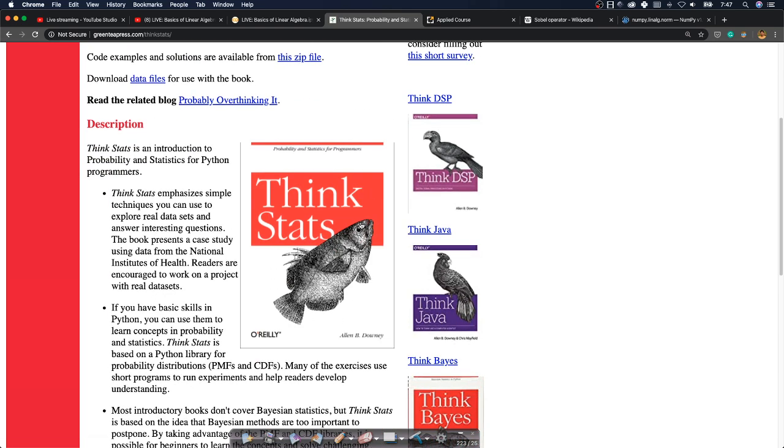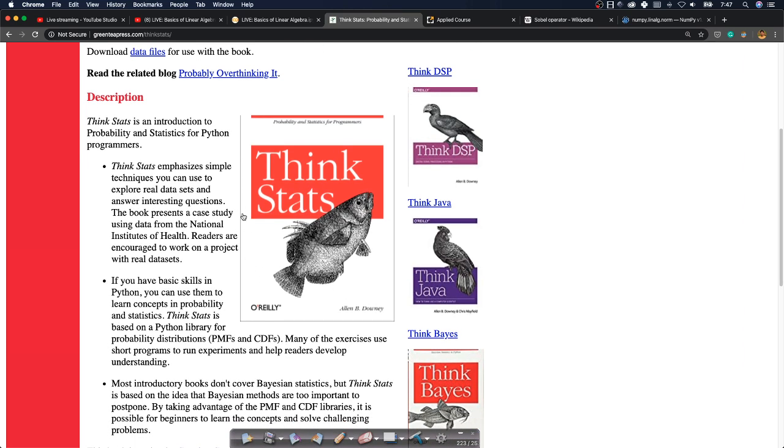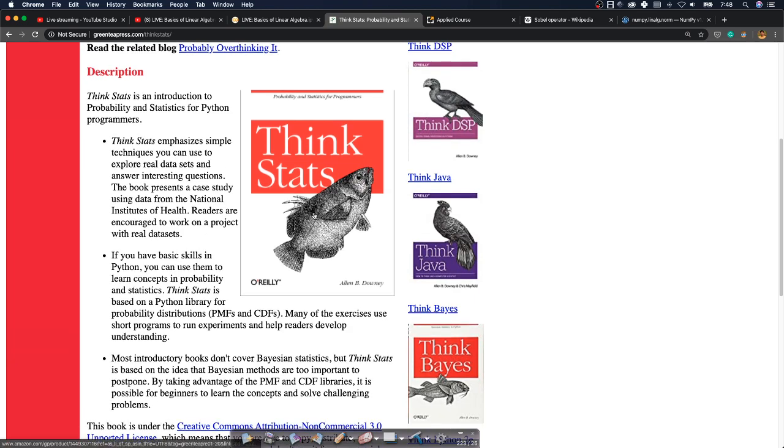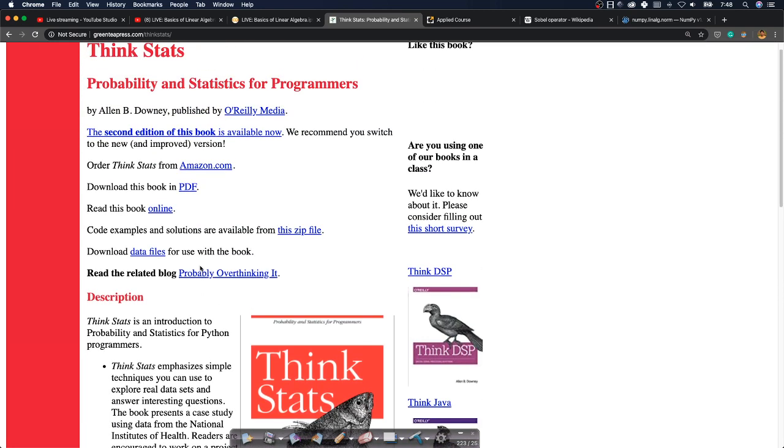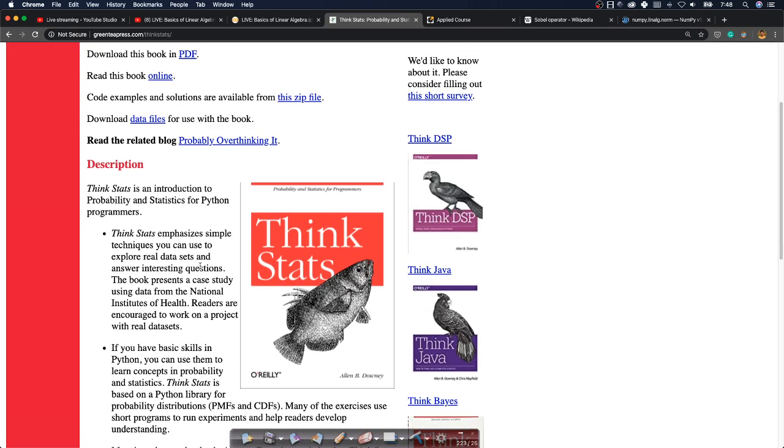This is a slightly old book, but Think Stats is very good because it teaches the concepts by using real world data sets. They take a data set from the National Institutes of Health, an actual data set, and introduce concepts from a practical perspective. It's one of the best books from a practical standpoint. There are a lot of good theory books, but for machine learning, you have to know how to apply things. So Think Stats is one of my favorite books.